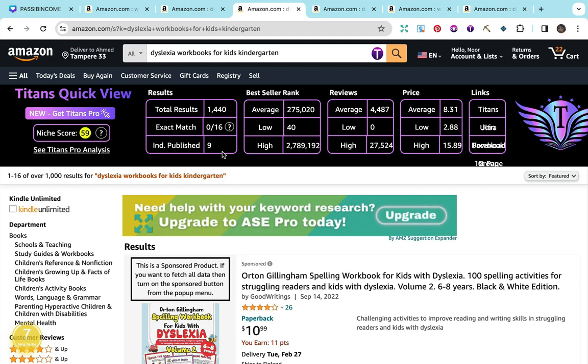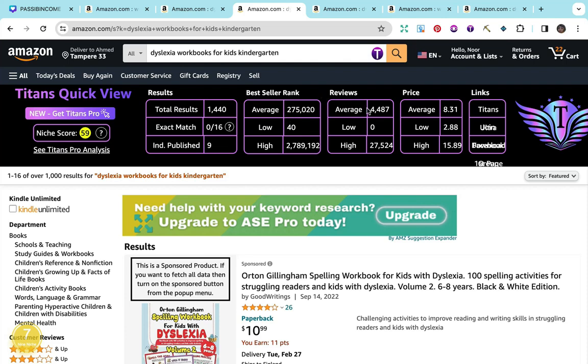We have a strong keyword niche score from both ends of the Chrome extensions. Titans here has given us 59, while Amazon's Canva Pro has given us a number 7, categorizing this keyword as a nice niche. So we're now happy with both of the keyword niche scores. Coming to the total results, they're sitting at 1,440, which is acceptable, again fitting the 1,000 mark. Bestseller rank is 275,020 as the average, which is under 300,000.